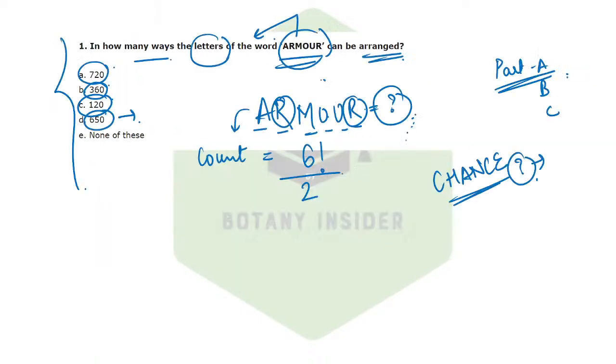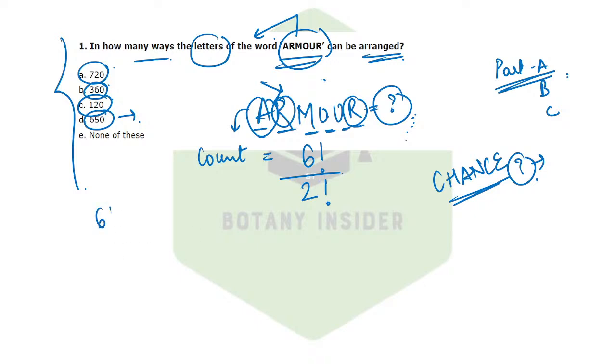You have to write down 6 factorial upon 2 factorial. Why? Because in order to find out, see, 6 is not the absolute number over here. You can arrange them in any number of ways. A has 6 positions to work upon. A can be on the first position, can be on the second position, third, fourth, fifth, sixth, in any of the positions. Same goes for the other terms as well.